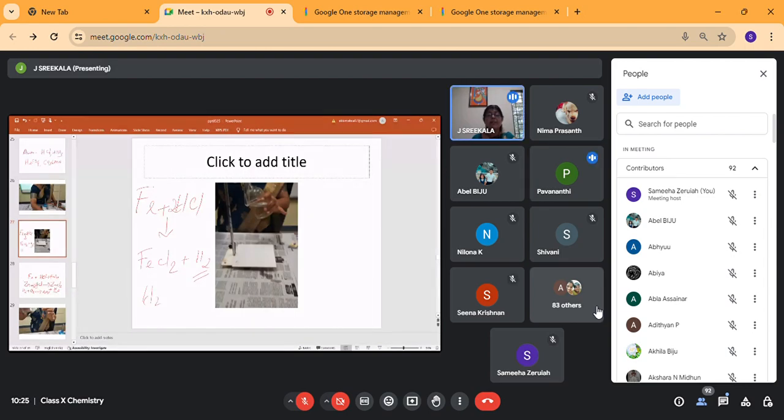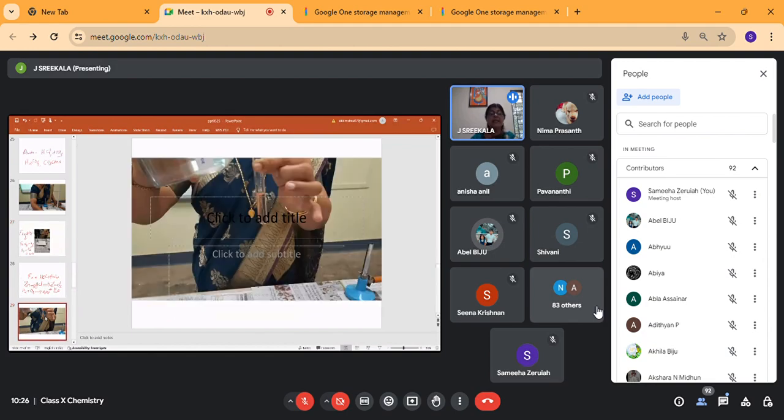This hydrogen gas combines with atmospheric oxygen in the presence of heat and forms water, so the fire extinguishes. Okay, understood? Yes, sir. All right. Next we will see another activity.